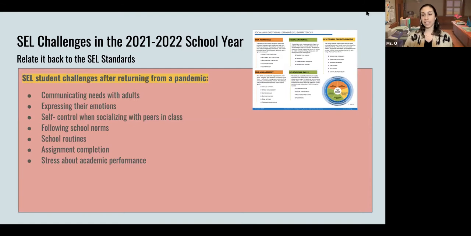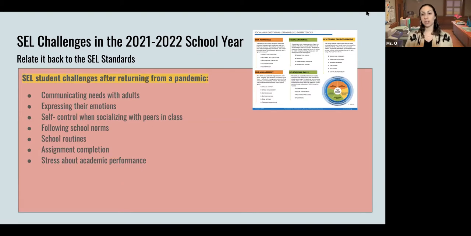Self-control when socializing with peers in class. I don't know if you guys have noticed this, but my kids are so chatty. They're so happy to be back. They can't wait to see their friends. They're mingling all the time. And we do remind them, hey, this is one of our school goals, to have self-control. So allowing them to be expressive when they want to, allowing them to be communicating with their friends, but they also have to be aware that there's a specific time and place.